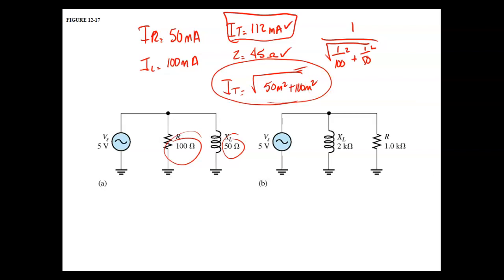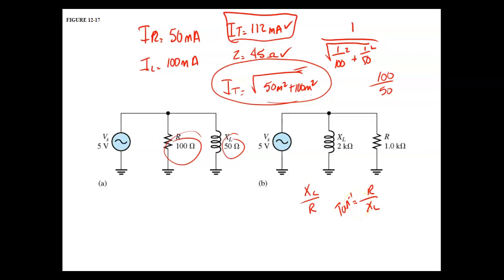So I want reactive current over resistive current. So that's 100 over 50. Or the exact opposite way with opposition. Remember, you can use opposition, but this is parallel, and we're dealing with currents. So back in a series circuit, we could use X sub L over R. Well, over here we would have to use R over X sub L, and that would be the tangent minus 1.